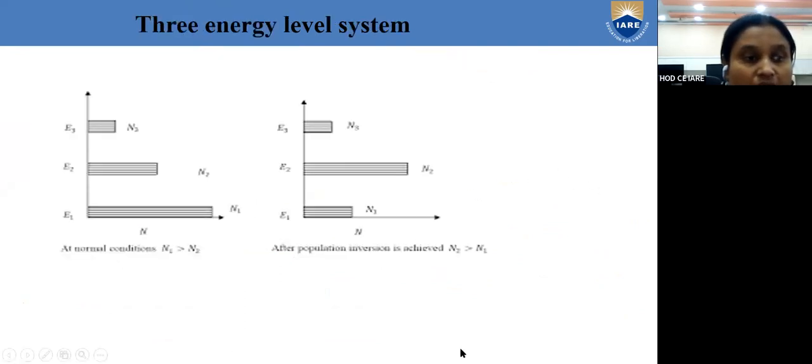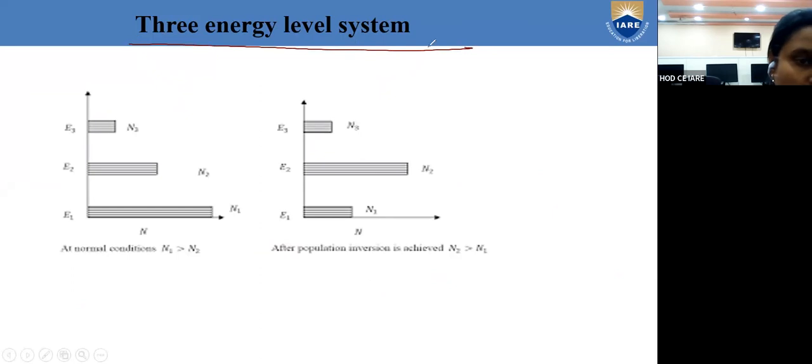See, this figure I'm taking here is in order to understand how population inversion is achieved. Now just have a glance at this figure and try to understand. See here, what I have done is taken a three energy level system. All of you listen here carefully.